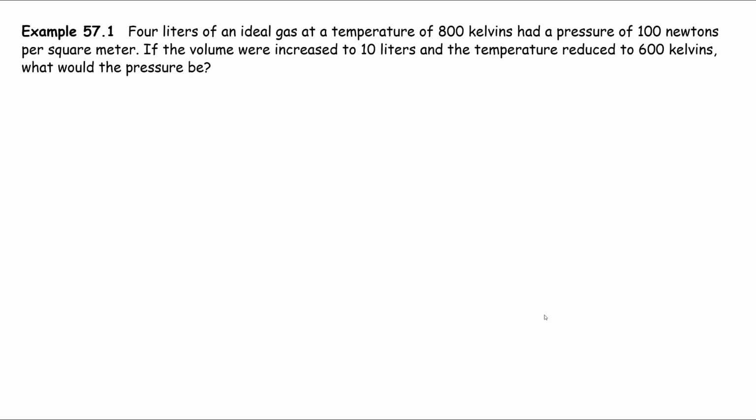So we have 4 liters of an ideal gas at a temperature of 800 kelvins at a pressure of 100 newtons per square meter. If the volume were increased to 10 liters and the temperature reduced to 600 kelvins, what would the pressure be?